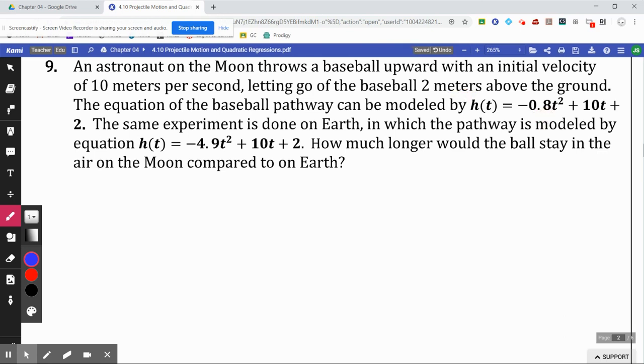He does the same experiment on Earth, and here is the height formula for Earth. How much longer will the baseball stay in the air on the moon compared to the Earth? So we're going to need to know how long is it going to take this baseball to hit the ground.